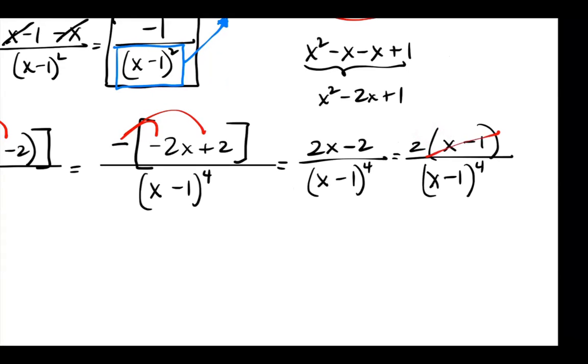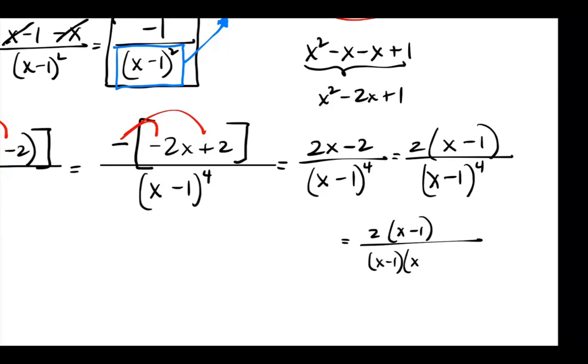Now, here's the thing. How do I simplify the bottom? Do I do this? Done. Yay. Do I do that? Can't do that. Because, let me go back. Let me see. Because what this means is this.